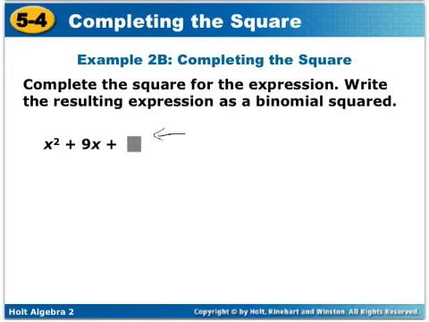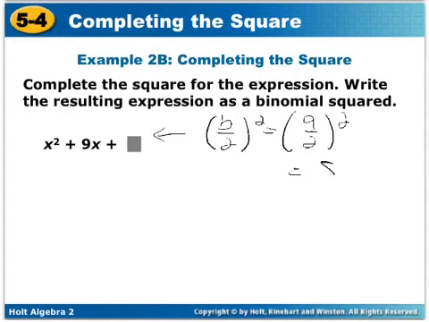Okay, so in that box, we do b over 2 squared, which is 9 over 2 squared. That one's a little messier, 81 over 4. So in the box goes 81 over 4.